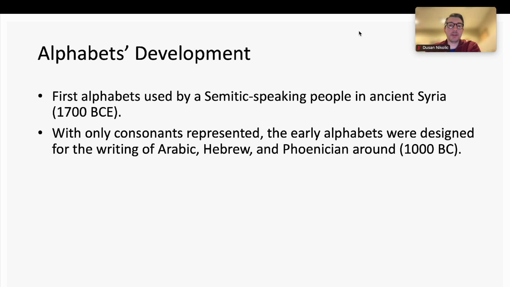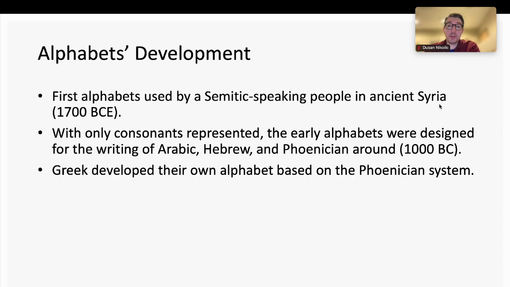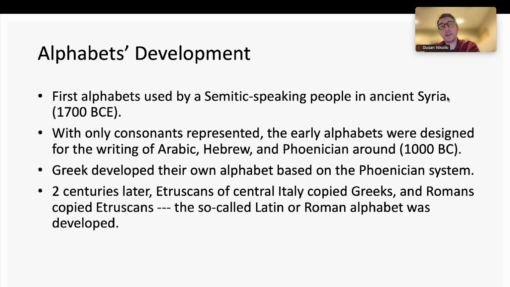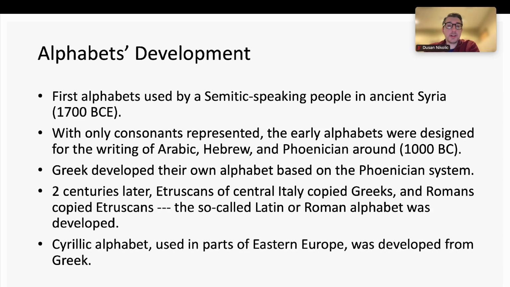Alphabets were used by Semitic-speaking people in ancient Syria, with only consonants represented. The early alphabets were designed for the writing of Arabic, Hebrew, and Phoenician around 1000 BC. Greeks developed their own alphabet based on the Phoenician system, and then Etruscans copied Greeks, and Romans copied Etruscans, and we got the so-called Latin or Roman alphabet. The Cyrillic alphabet was also borrowed from Greek. Some of the symbols were borrowed from Greek, and quite a few from the Roman alphabet.